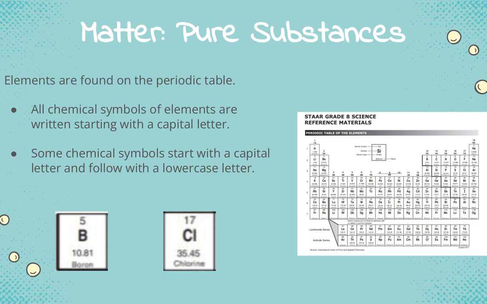So you find pure substances on the periodic table. Hopefully we've all seen the periodic table before. We utilize the grade 8 science periodic table that you used on your grade 8 science STAR test in our class as well, just to keep that consistent with what you've hopefully seen in the past. All chemical symbols of elements are written starting with a capital letter. So if I see a formula and it has a capital letter, then I know that that is one element by itself. Some elements have a capital letter followed by a lowercase letter, like chlorine.